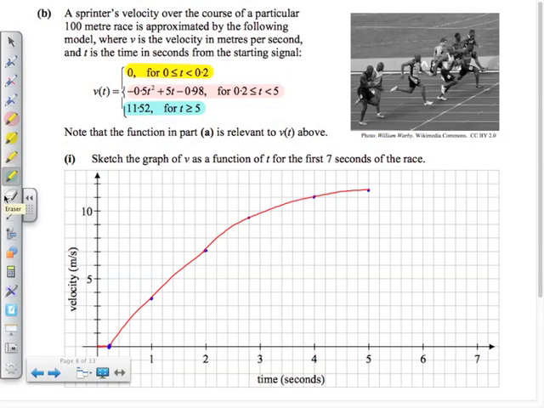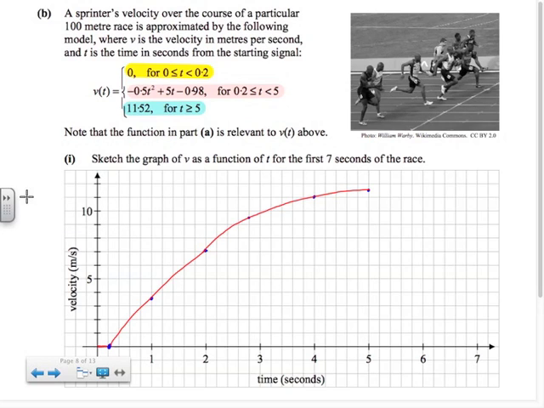And the last part of it, after 5 seconds, it moves at this constant 11.52 meters per second. So we just mark that off. So there's the shape of the curve. Very nice question.